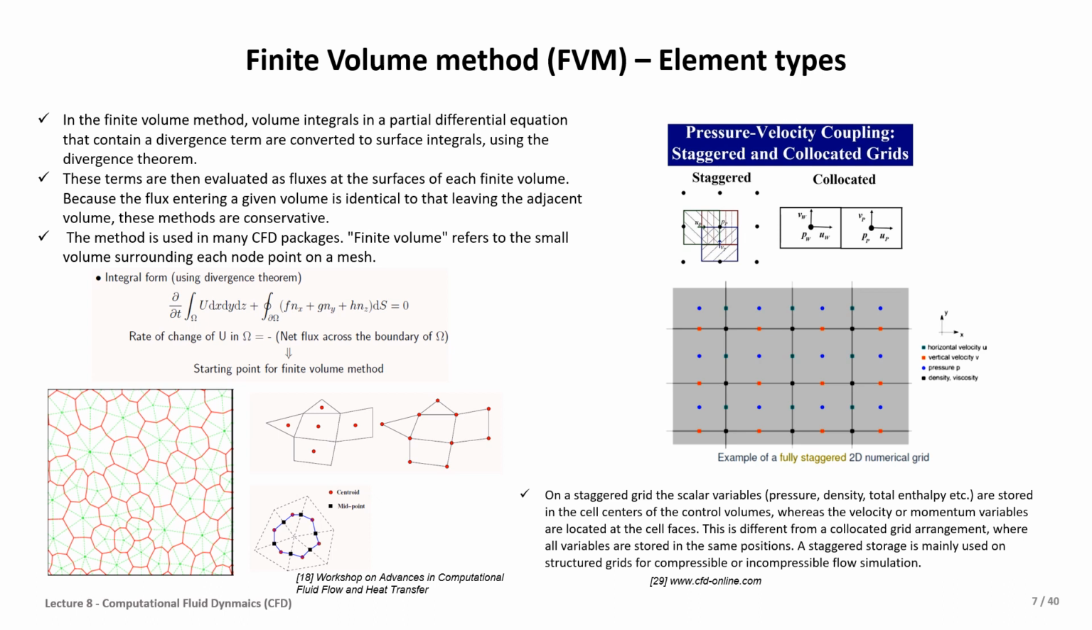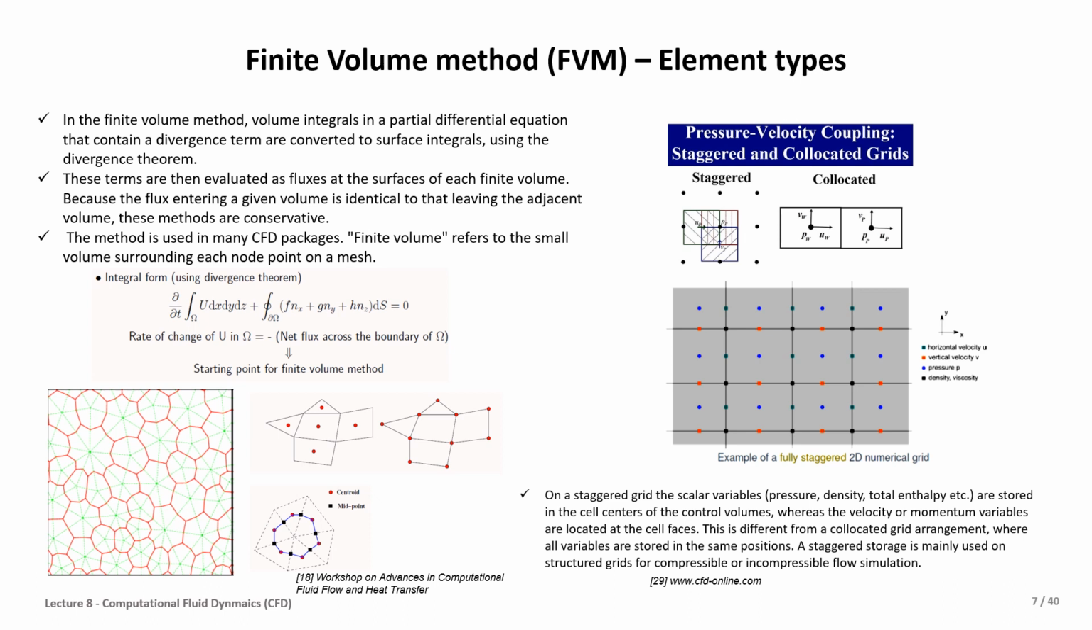There is also a specific coupling in the finite volume method when there is a pressure and velocity coupling, staggered and collocated grid. Usually on the staggered grid, the scalar variables such as pressure, density, and total enthalpy are stored at the cell center of the control volume, whereas the velocity or momentum variables are located at the cell faces. You can see it presented in this figure on the right hand side. This is the difference from a collocated grid arrangement, where all variables are stored in the same position. So this is the difference between the staggered and collocated methods.